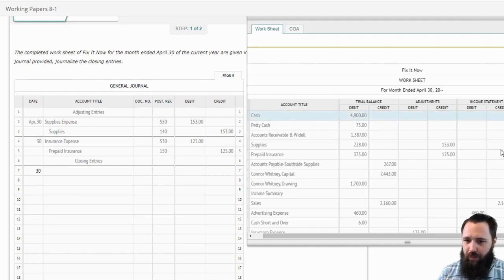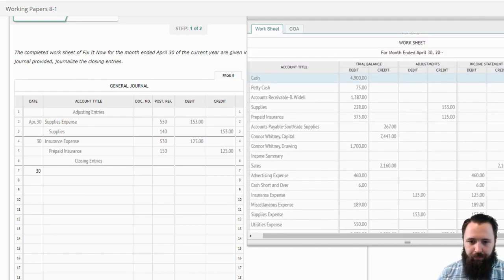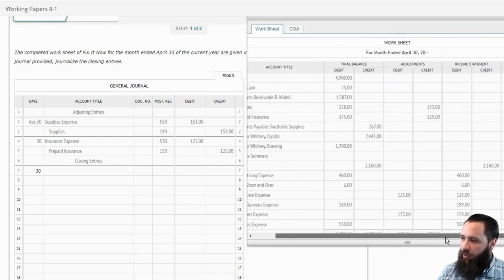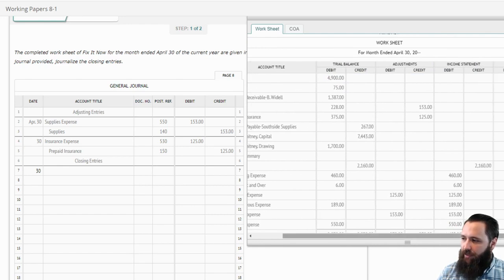Okay. Income statement. There we go. 2160 is going to be the only credit on that income statement, and that's sales. So if it has a credit balance and I need to take sales and bring it down to 0, what am I going to do? I'm going to put in sales here, and I am going to debit that amount. So I'll debit my sales by 2160.